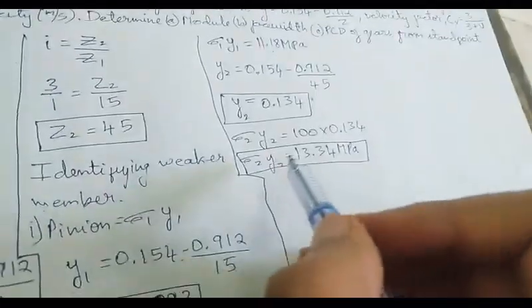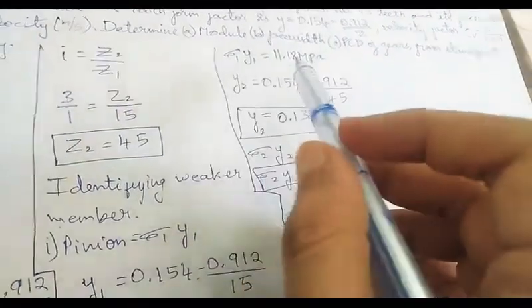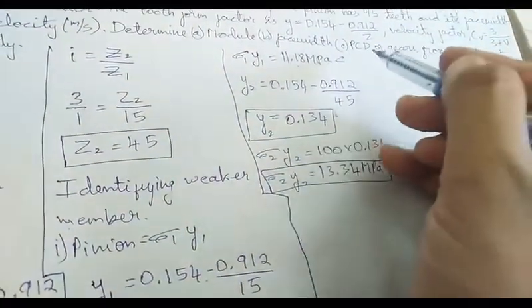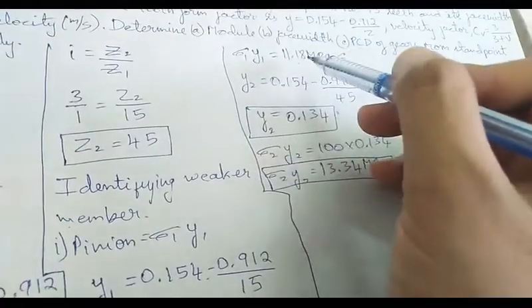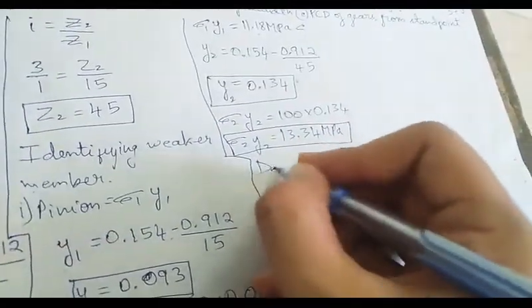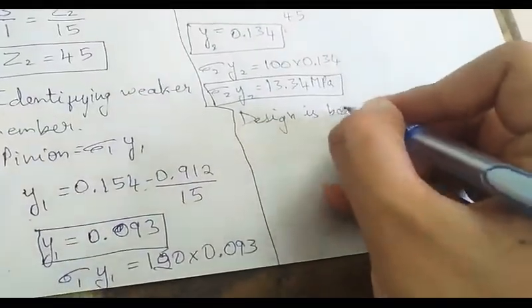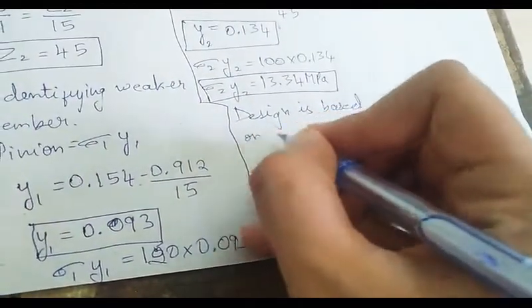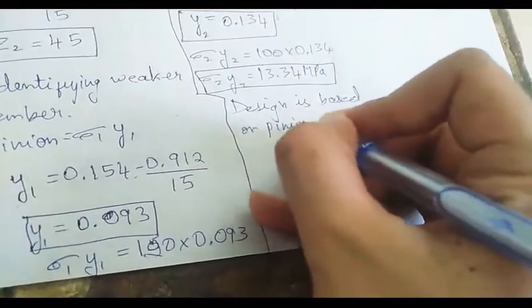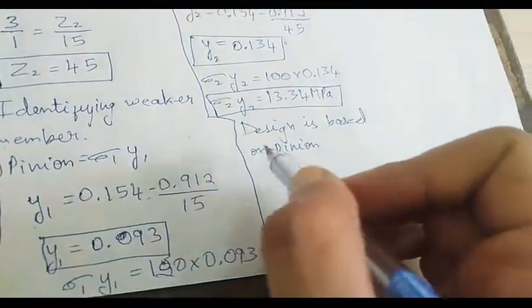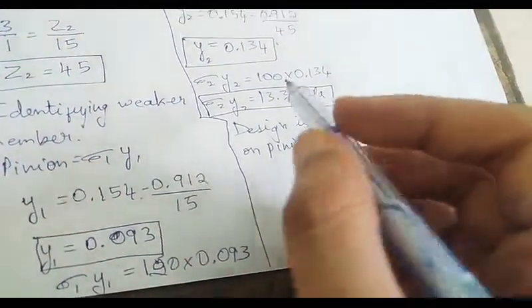So now comparing the values, the value for pinion is weaker, so design is based on pinion. We need to write this, design is based on pinion, and we shall proceed.